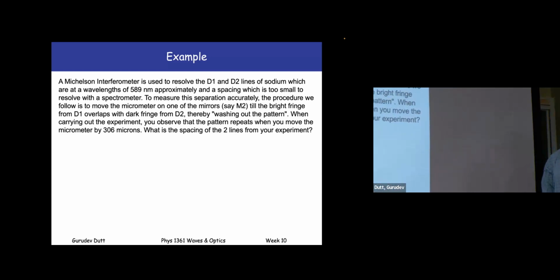We take a micrometer on one of the mirrors, M1 or M2, whichever, that you've probably seen in your lab, and we move it till the bright fringe from one wavelength, the D1 line, overlaps with the dark fringe from the other line. Okay, we call this washing out the pattern. So you can understand one wavelength produces bright, dark, bright, dark. The other also produces bright, dark, but slightly shifted because they're a slightly different wavelength. So if you now move the micrometer till the dark fringe from one appears on the bright fringe of the other, you've basically washed out the interference pattern.